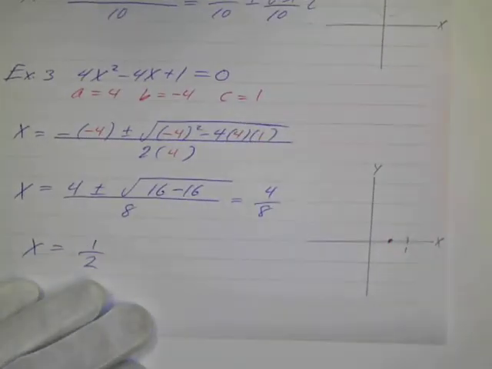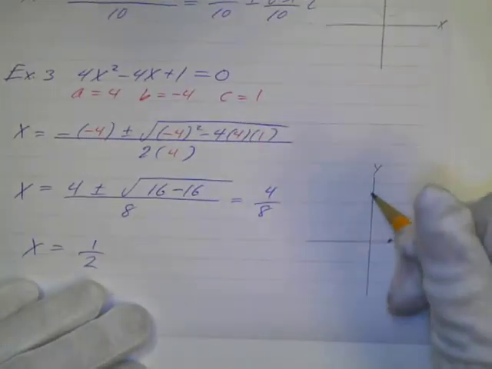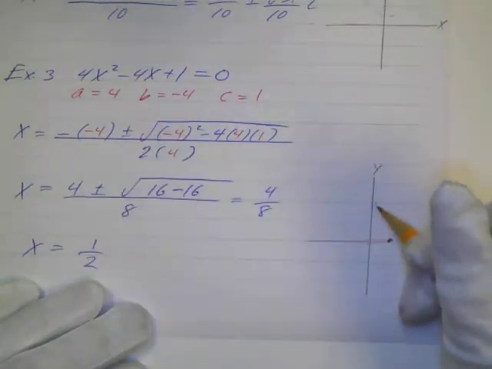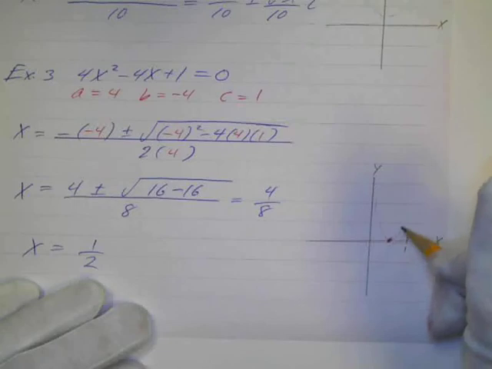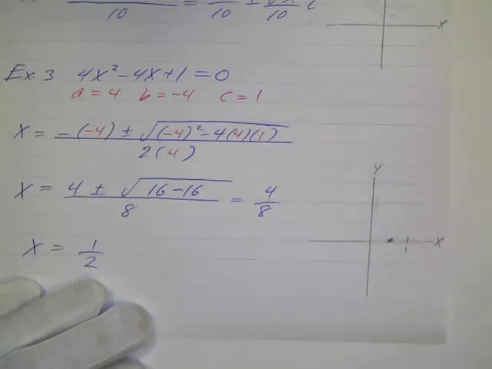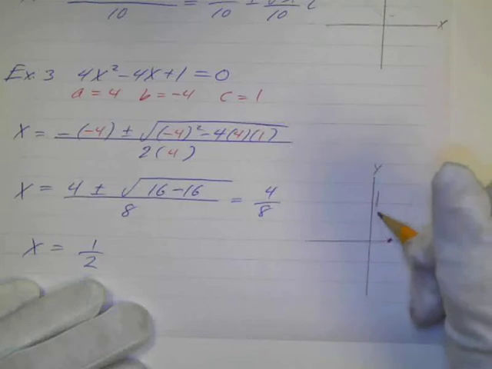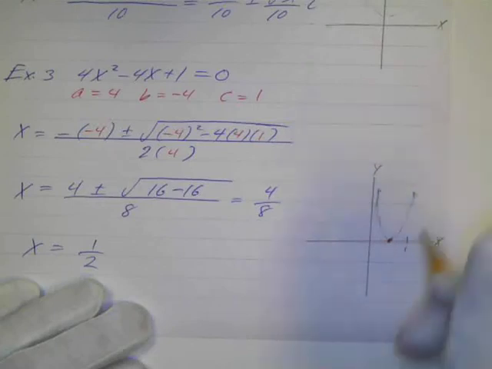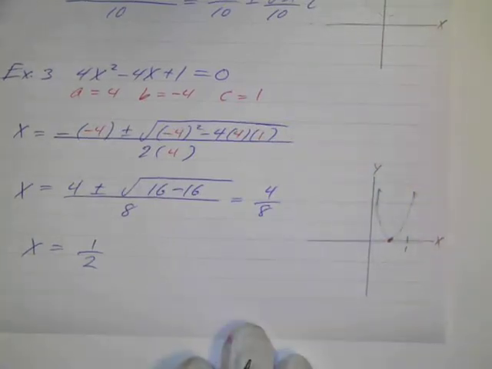And I know it's shaped like a U because this is positive. It's going to be a little skinnier because there's a 4 in front. So something like that. So that's the solution. Well, that's kind of the graph of the parabola. And the 0 is actually just x equals 1/2. That's where it crosses the axis.